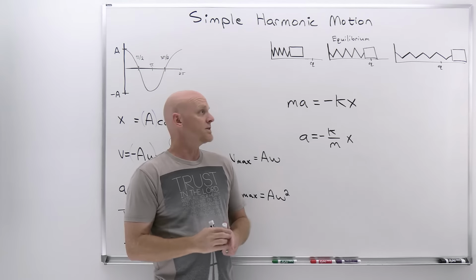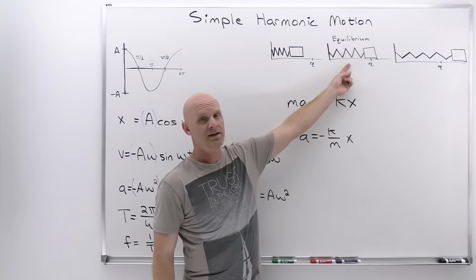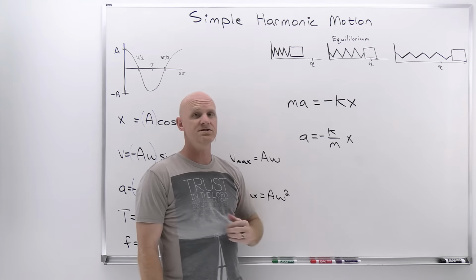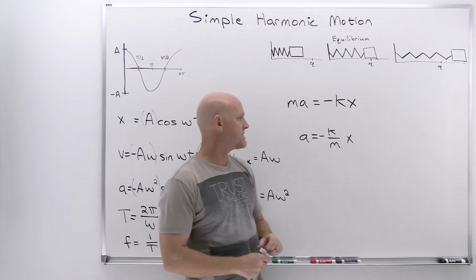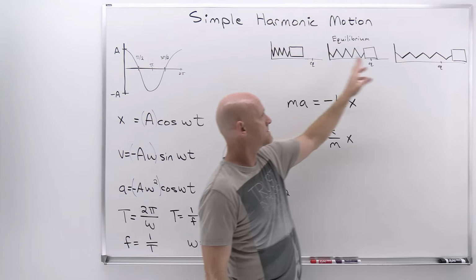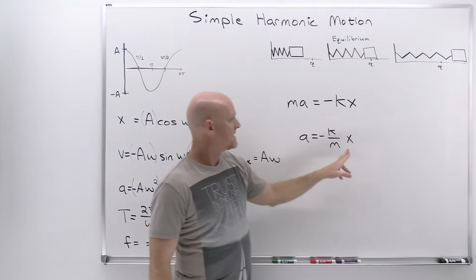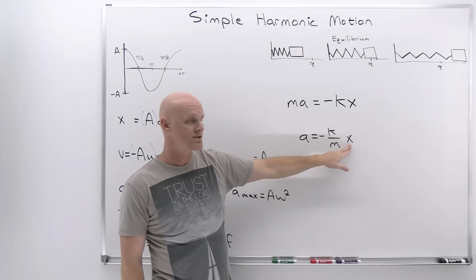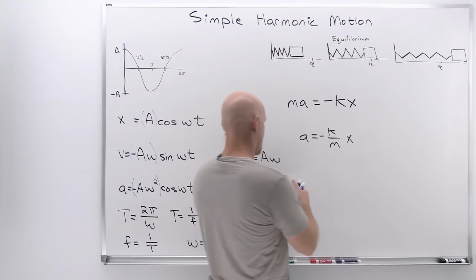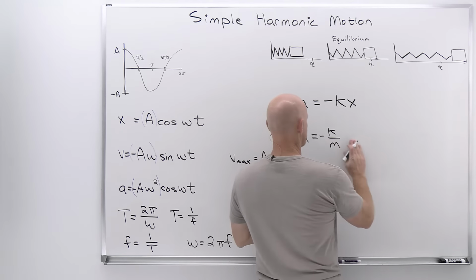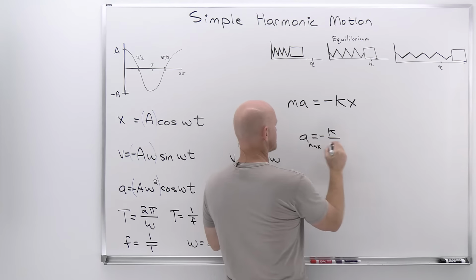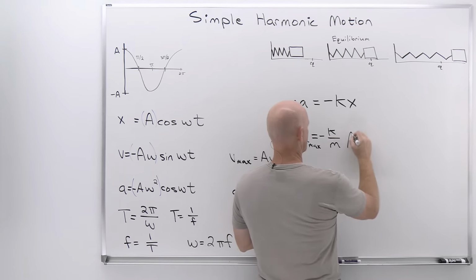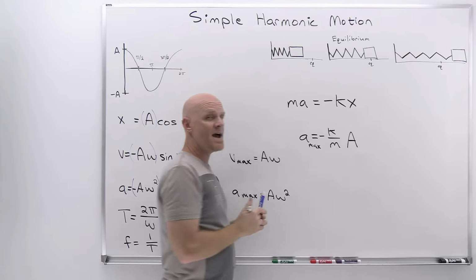Now here's the deal. When x equals 0, i.e. you're at the equilibrium position, then the acceleration is 0. No problem there. But when you're at the extremes, either max compression or max extension, that's when x equals A, the amplitude. If we substitute that in, we can say that a maximum equals negative k over m times A.